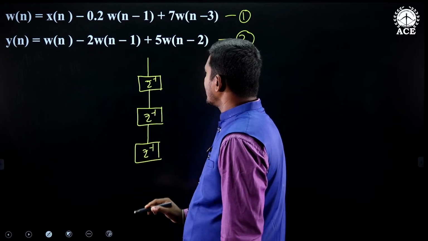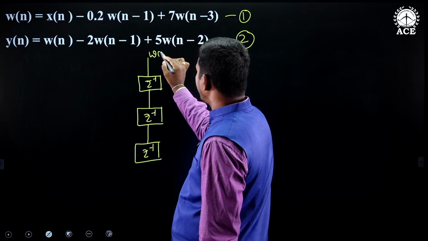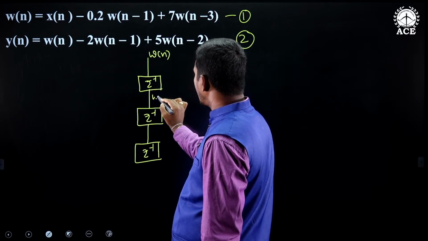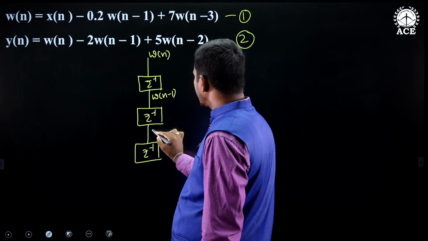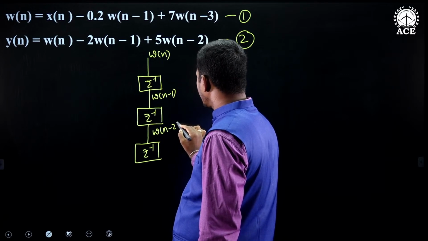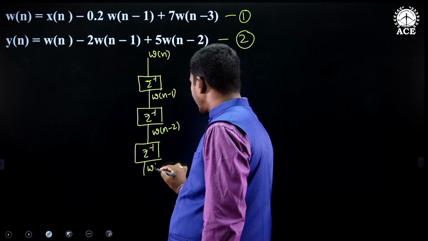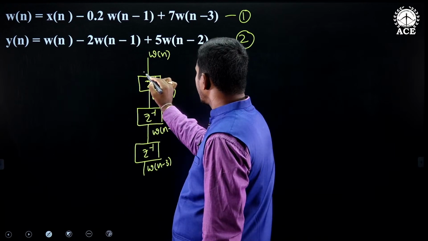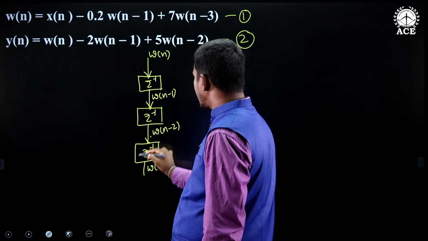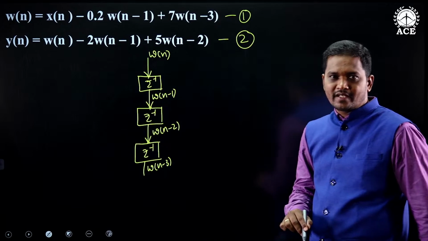Okay? You write this as W of n. This is W of n minus 1. This is W of n minus 2. And this is W of n minus 3. After seeing the procedure, we'll see the logic. First of all, I'm telling the procedure.